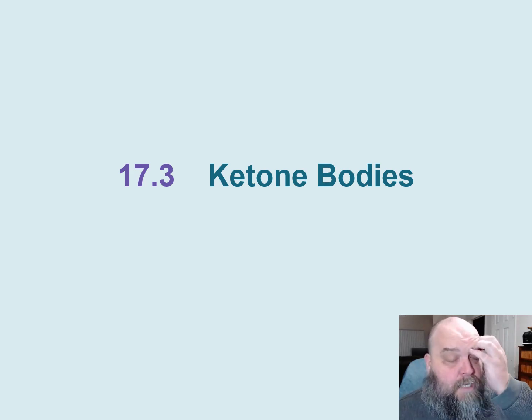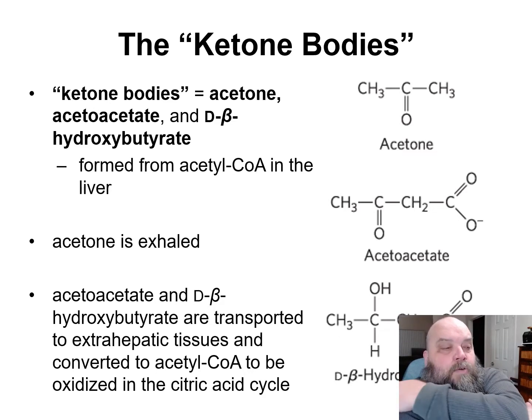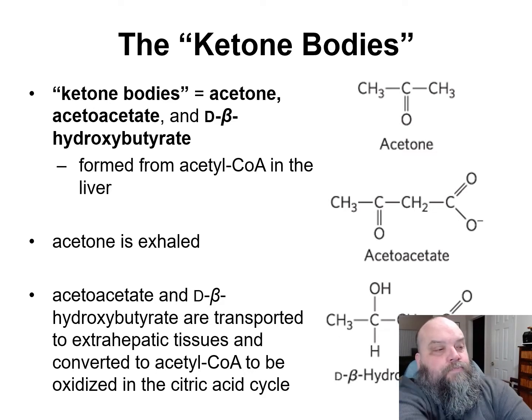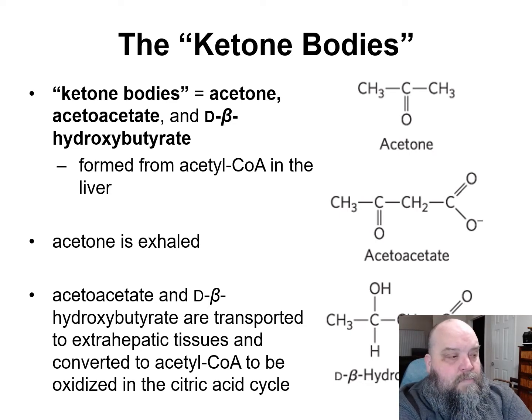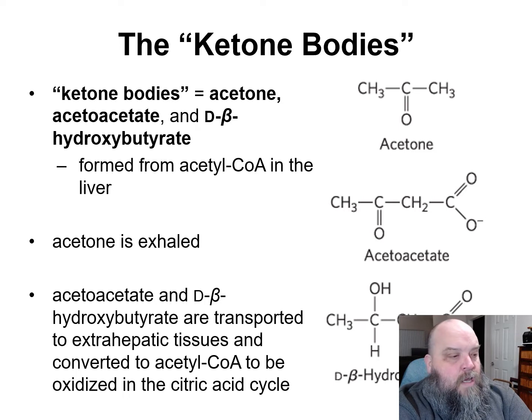Chapter 17, Section 3, Ketone Bodies. Ketone bodies, also known as acetone, acetoacetate, and D-beta-hydroxybutyrate. These can be utilized as carbon sources to feed into the citric acid cycle.